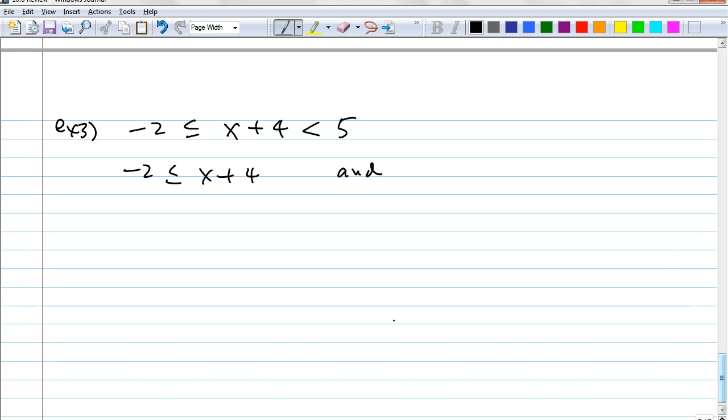And what? X plus 4 less than 5. You guys remember this? This is a conjunction. Could we do this kind of shortcut for disjunction? Meaning, could we have "or" in the middle and do something like this? No, you cannot. The only time you could write it this way is when you have "and" in the middle. I mean "and," okay? Does that make sense?